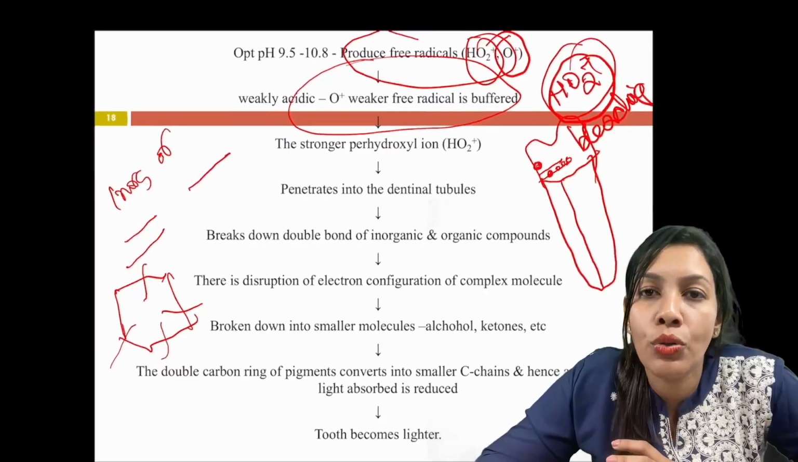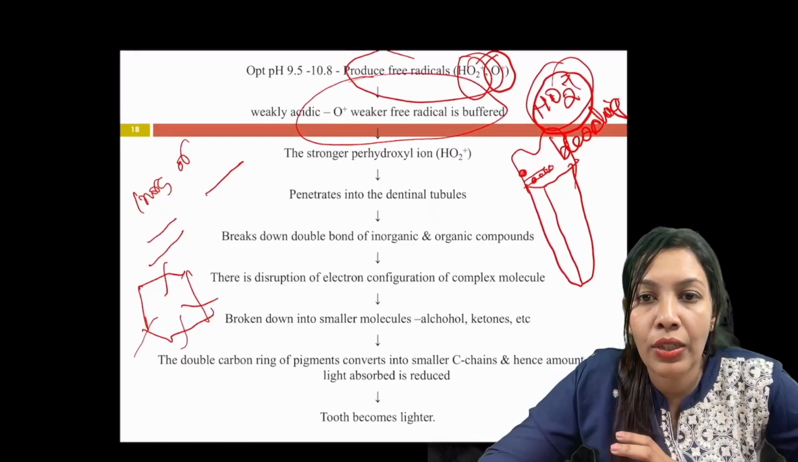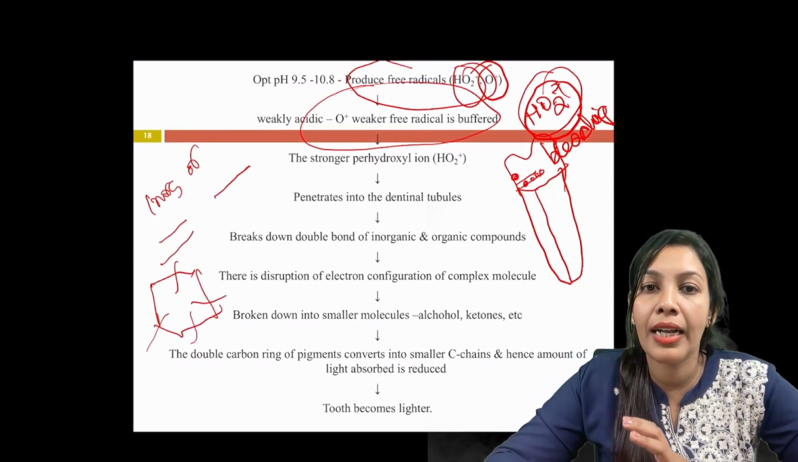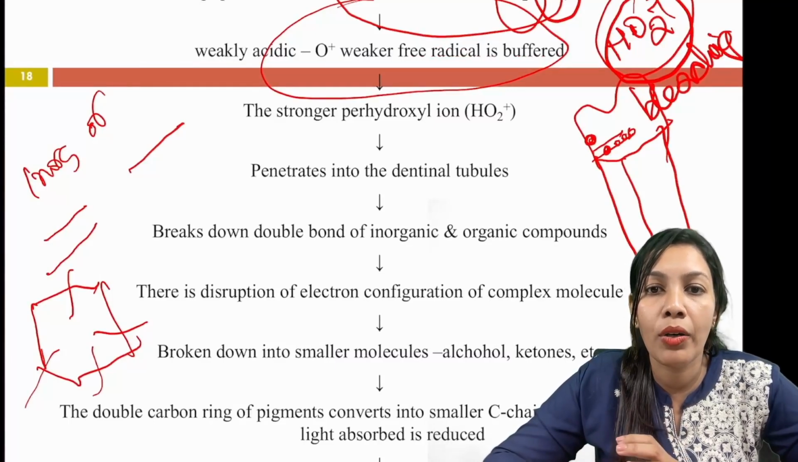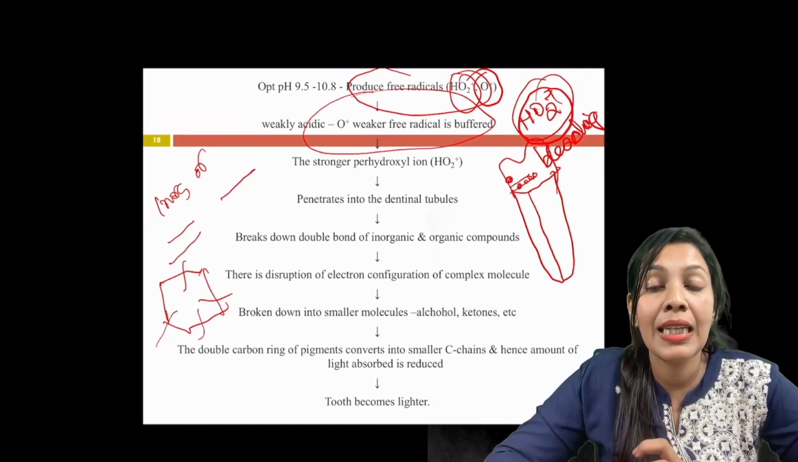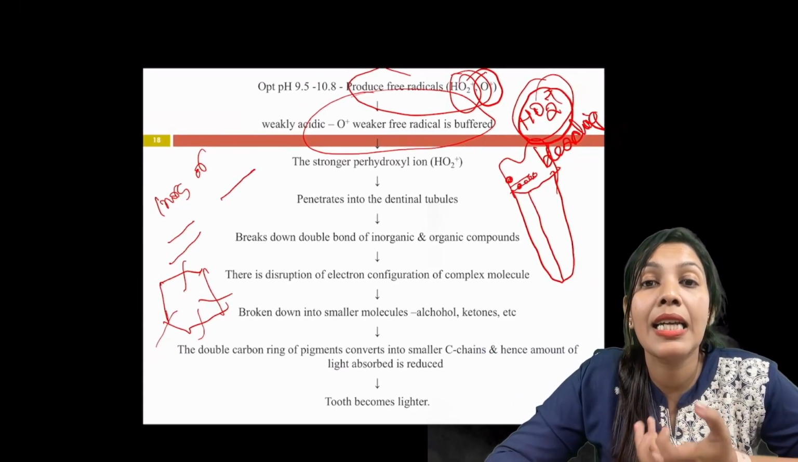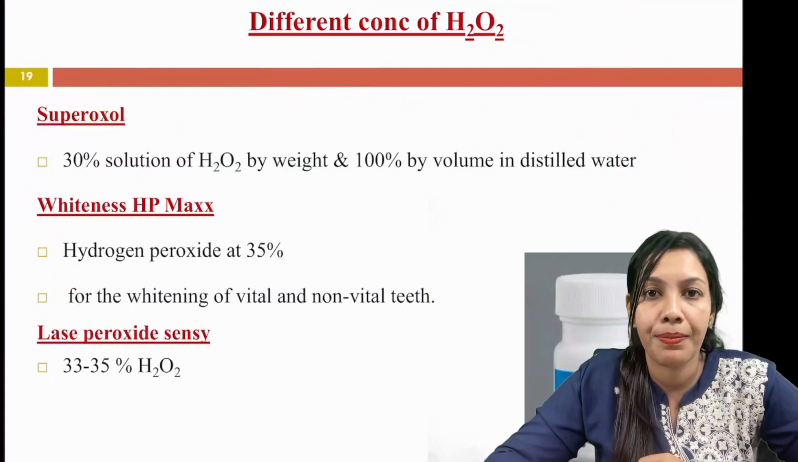So H2O2 gets converted into the perhydroxyl group. The perhydroxyl group is actually the strongest thing that enters into the dentinal tubule. They remove all the double bond and single bond of the inorganic and organic matter. Larger molecules are converted into smaller molecules. Hence, the amount of light absorbed is reduced. The tooth will look lighter.